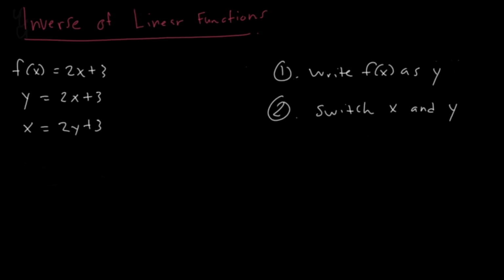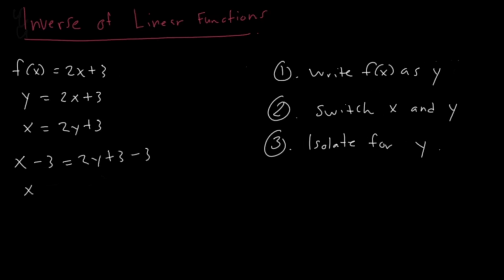Now what's my third and final step? It would be for me to isolate for my y. So what would I do? It would be x minus 3 is equal to 2y plus 3 minus 3. Then x minus 3 over 2 is equal to 2y over 2. So therefore, y is equal to x minus 3 over 2. That's it. And we've isolated for y, simple as that, using simple algebra.